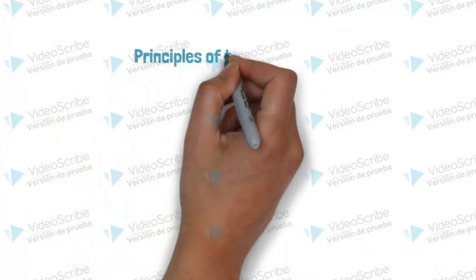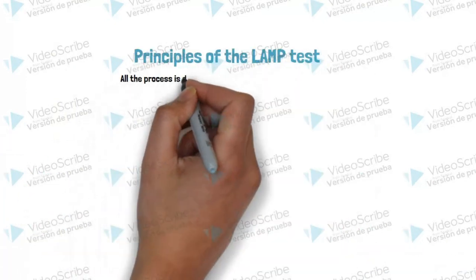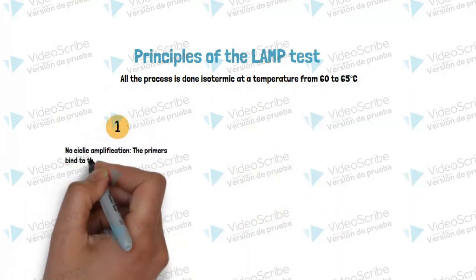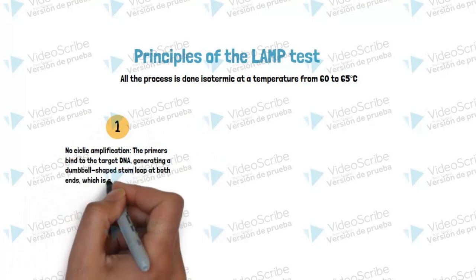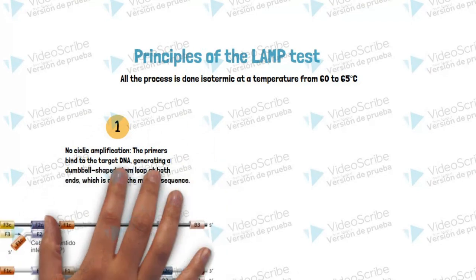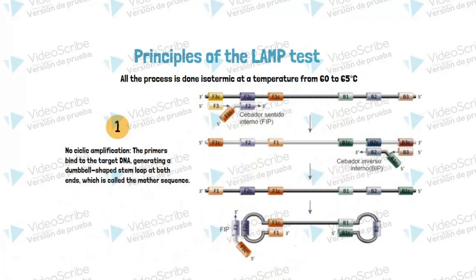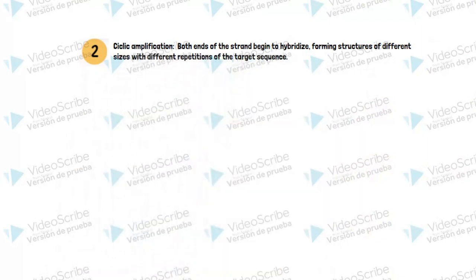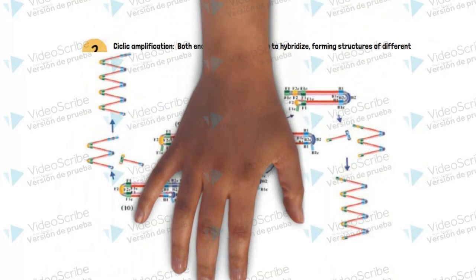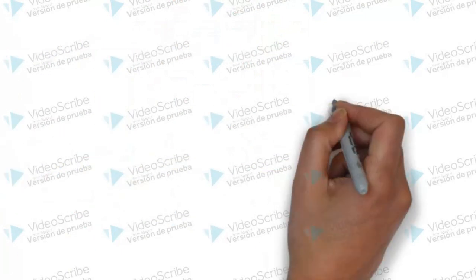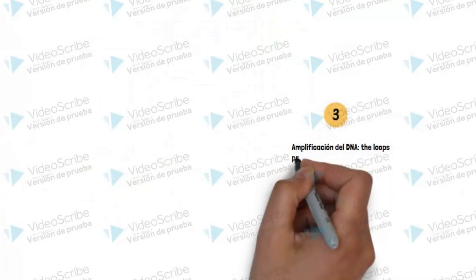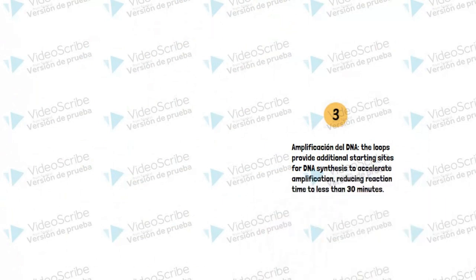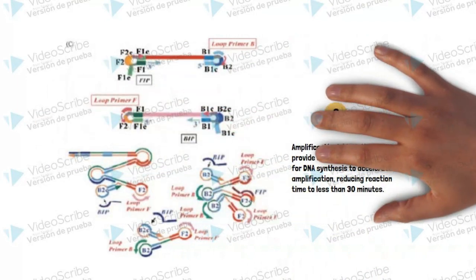For the LAMP test, all the process is done isothermally at a temperature from 60 to 65 degrees Celsius. The first step is a non-cyclic amplification, where the primer binds to the target DNA, generating a dumbbell-shaped stem loop at both ends, which is called the mother sequence. The second step is the cyclic amplification, where both of the ends of the strand begin to hybridize, forming structures of different sizes with different repetitions of the target sequence. Finally, there's the amplification of the DNA, where the loops provide additional starting sites for the DNA synthesis to accelerate amplification. This reduces the reaction time to less than 30 minutes.